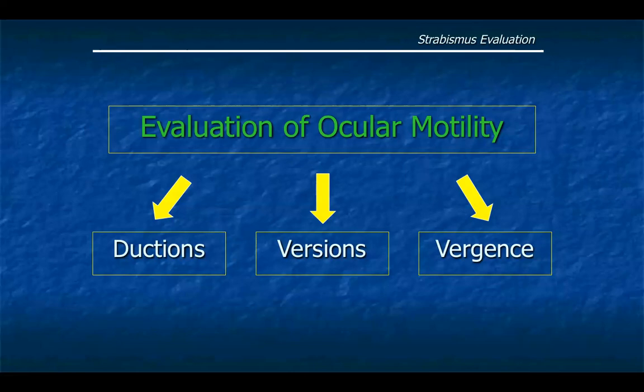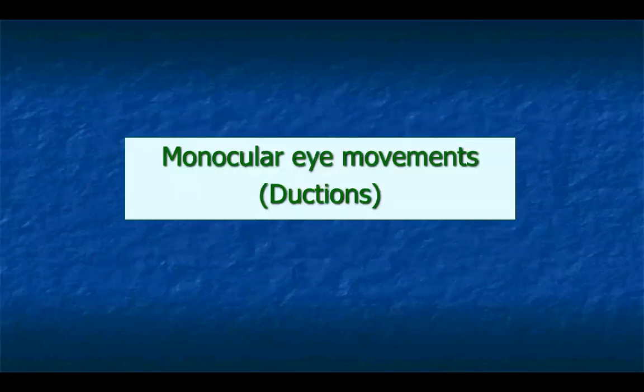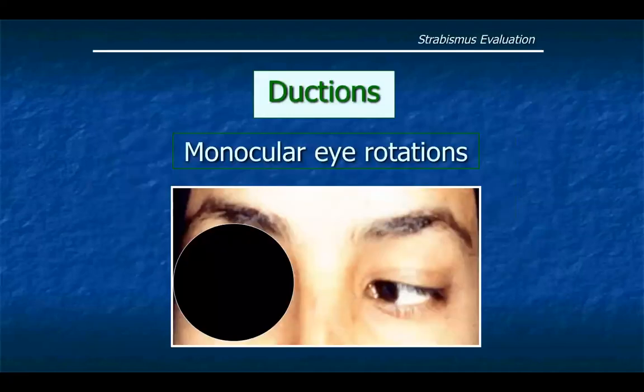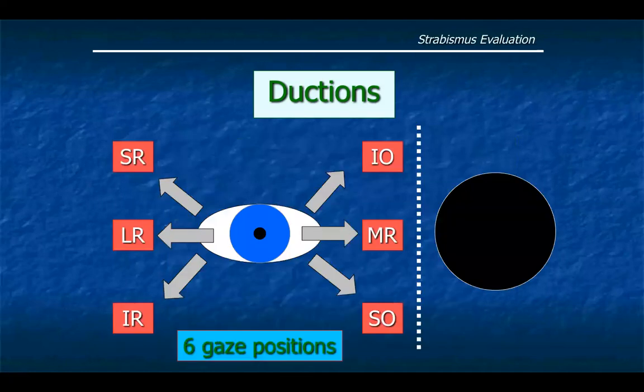We evaluate ocular motility by ductions, versions with an S, and versions with a G. Ductions means monocular eye movement. We cover one eye and we test the motility in the other eye. So we cover one eye and we test motility on gaze to the right, to the left, up and to the right, to test for the superior rectus, down and to the right for the inferior rectus, up and to the left for the inferior oblique, and down and to the left for the superior oblique, as seen in this picture. So we test in the 6 cardinal positions of gaze.